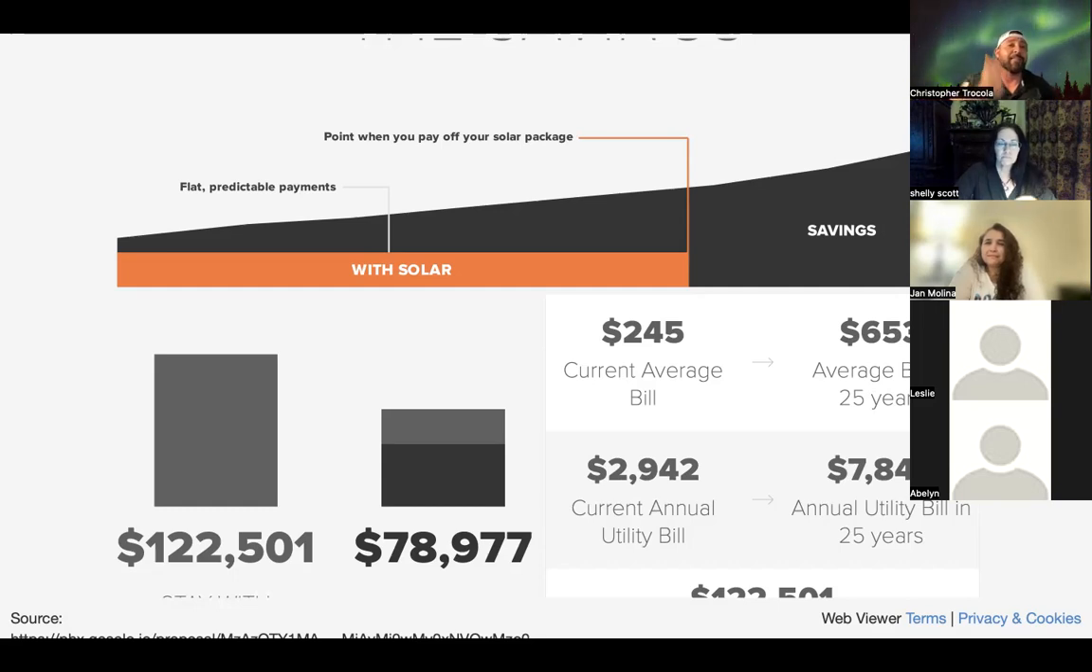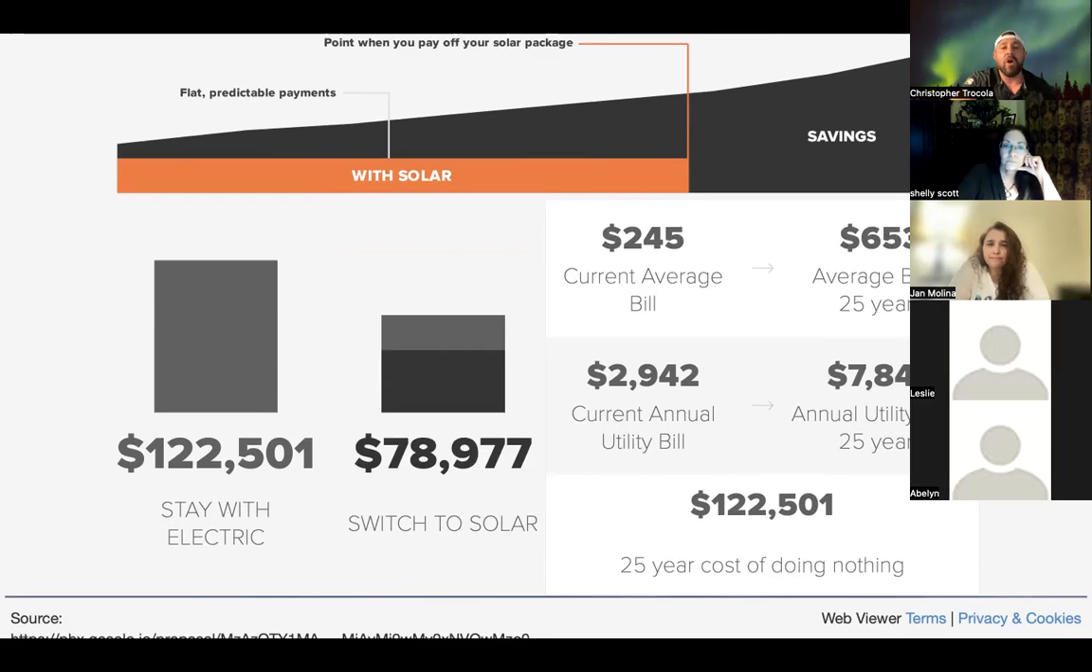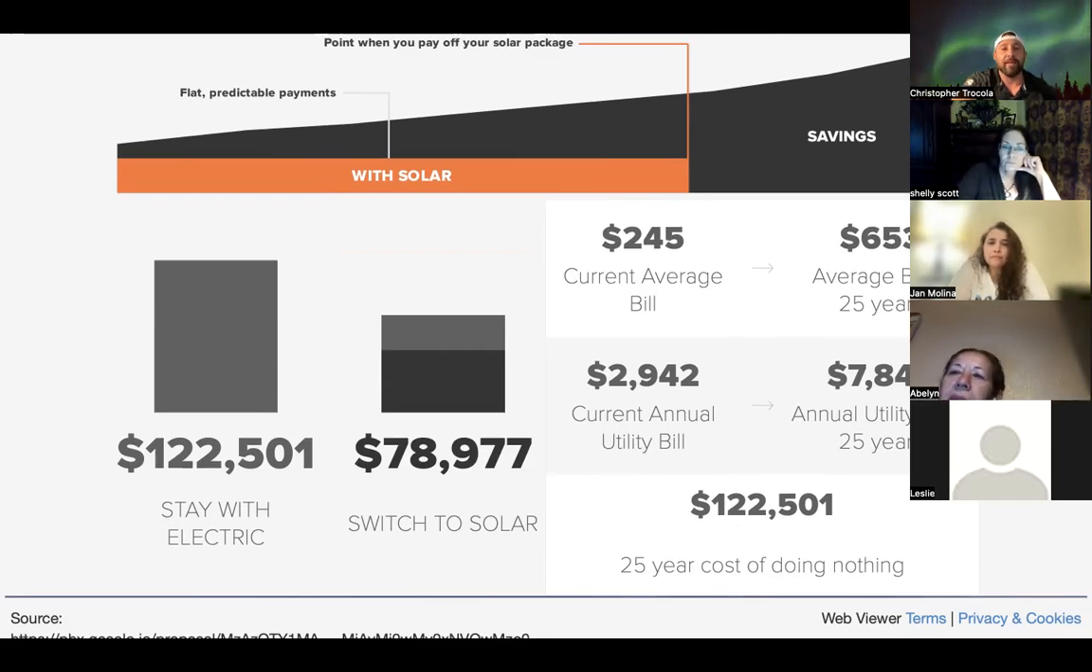If you use the exact same amount of electricity in 25 years that you use today, you're going to spend $653 a month for the same amount of electricity you were spending $245 for. Right now, spending $3,000 a year in electricity, you're going to spend almost $8,000 a year in 25 years. It's $122,000 in electricity is what you're going to be spending for renting your power for the next 25 years.